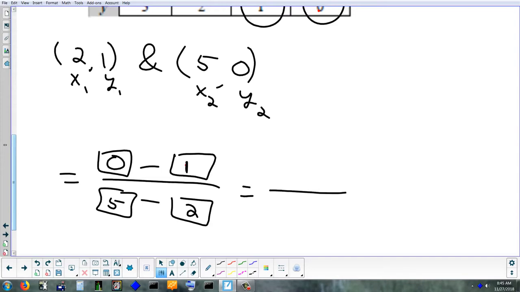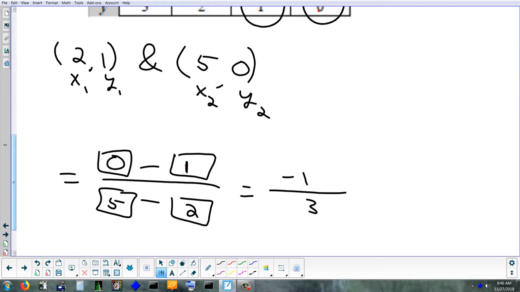Do it out and see what we get. Catherine, what's 0 minus 1? Well, if you did 1 minus 0, that would be 1. But this is 0 and you're taking away 1, so you get a negative. Yeah, negative 1. And the bottom, Jacob, how about 5 minus 2? 5 minus 2 is 3. 3, yep, good job. Negative 1/3.